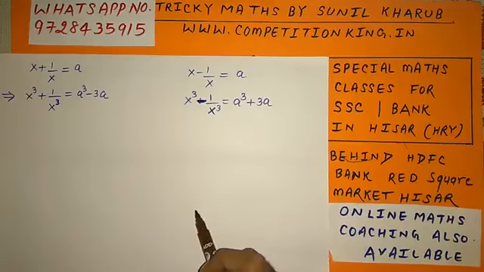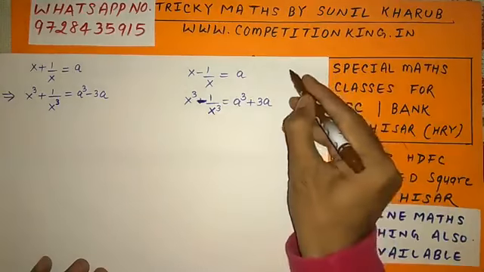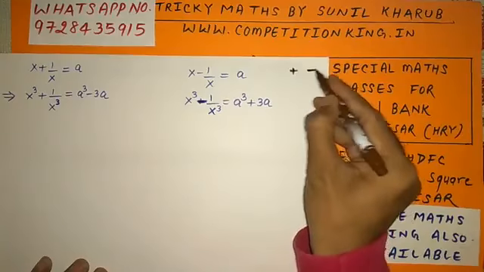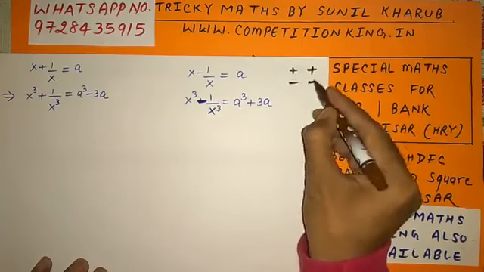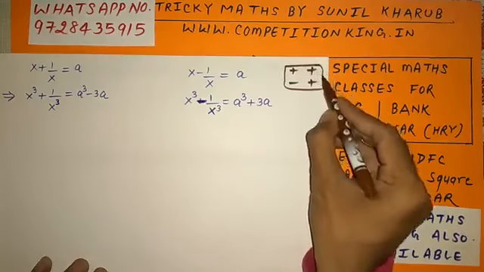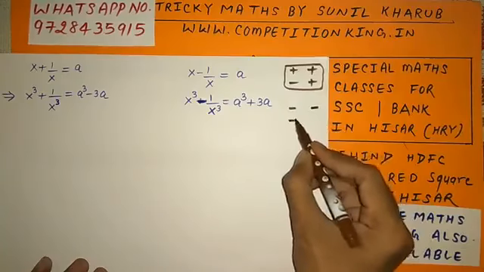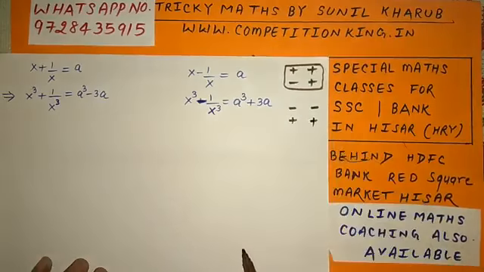Hello students, till now we have understood the squares. Now we will move to the cubes. See, in square I can move from plus to plus and minus to plus in the forward direction, but in cube you can move from minus to minus and plus to plus only.